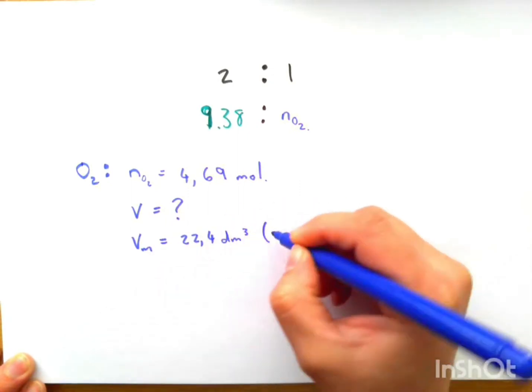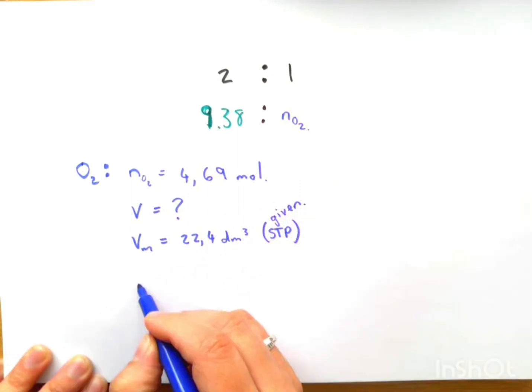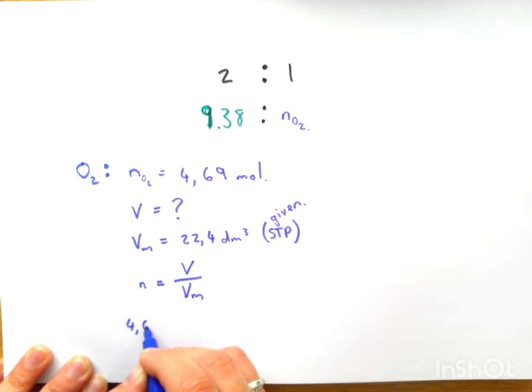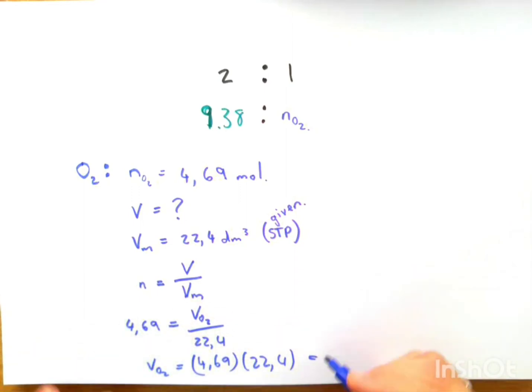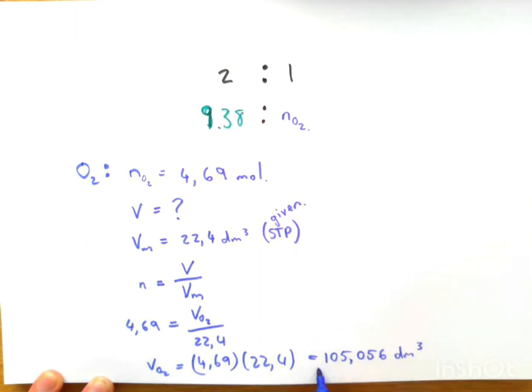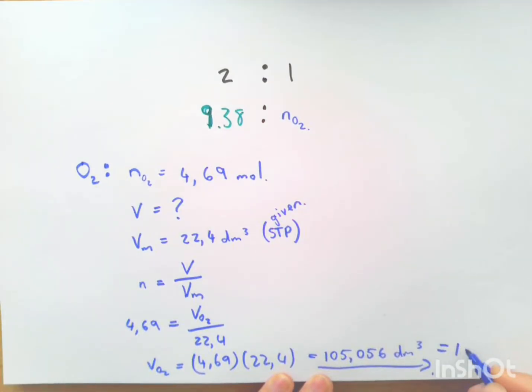Now we want to determine the volume using our formula, and we substitute our values into our STP formula, and that gives us 105,056, and to round off our 0,56, that's going to give us 105,06 cubic decimeters.